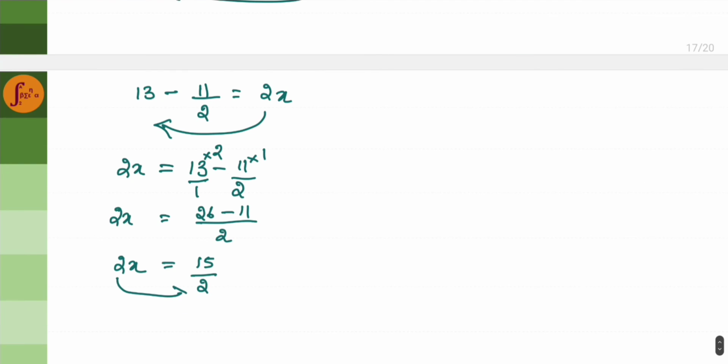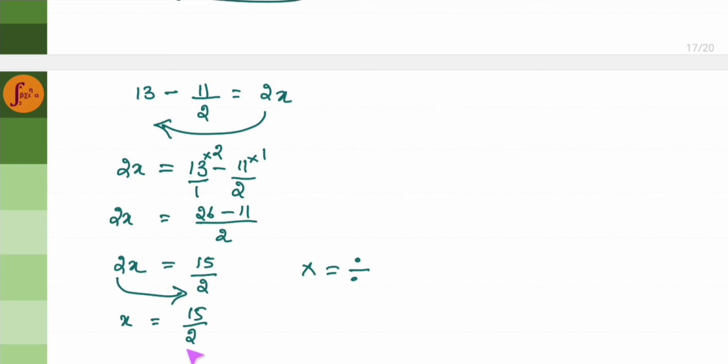Now we'll have to shift 2 here. X is equal to, copy this 15 by 2. This 2 is 2 into x. So when it comes to the other side, into is going to become divide by. This is in the numerator, so it's going to come in the denominator.